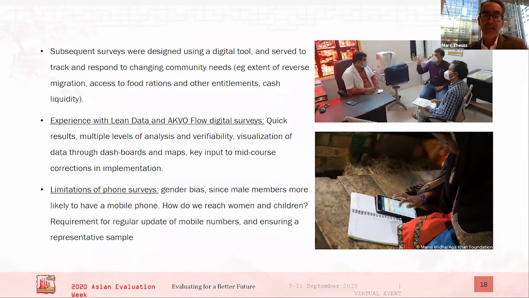But of course, again, there were limitations with the phone survey methodology they used. It was difficult to access women, and also difficult to keep a regular update of mobile phones and ensure that their sampling approach was accurate and precise. Next slide, please.